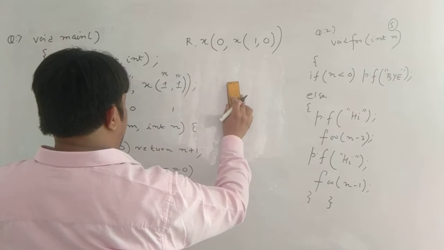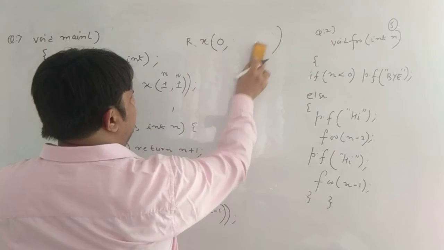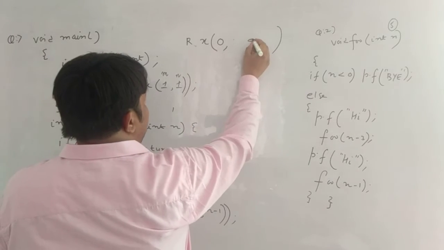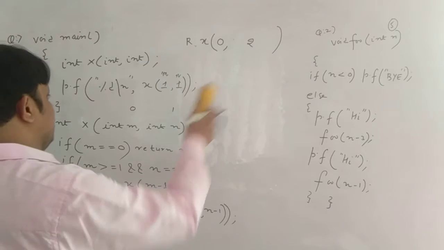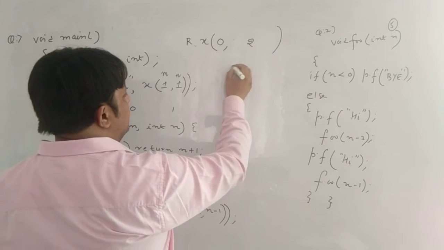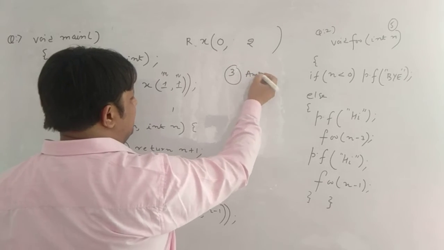So here comes your 2. So this is your 2. Now you are calling this function 0 comma 2. See, m is equal to 0. Your condition is true. So return n plus 1, 2 plus 1 is 3. So the answer is 3. It is pretty simple.